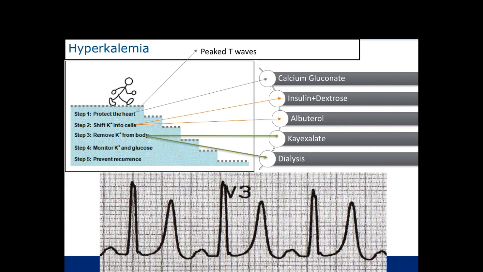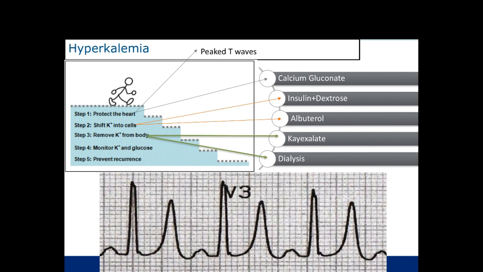So the first thing that you'll see, one of the worrisome signs, is if you have peaked T waves. The way to think about peaked T waves is that the T waves are about 90% of the way to your QRS height. So if you look here, your T waves are very close to your QRS height. So that's what you look for, that's peaked. So what do you do first? If you see peaked T waves, you've got to start with calcium gluconate.